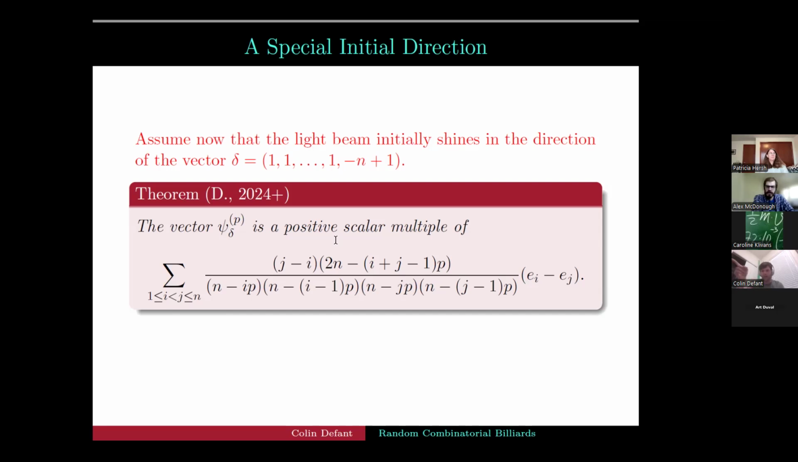I only care about the direction that my vector is pointing. So positive scalar multiples don't change that. But anyway, in most of the rest of the talk, I want to try to give some kind of a hint as to how I prove this.